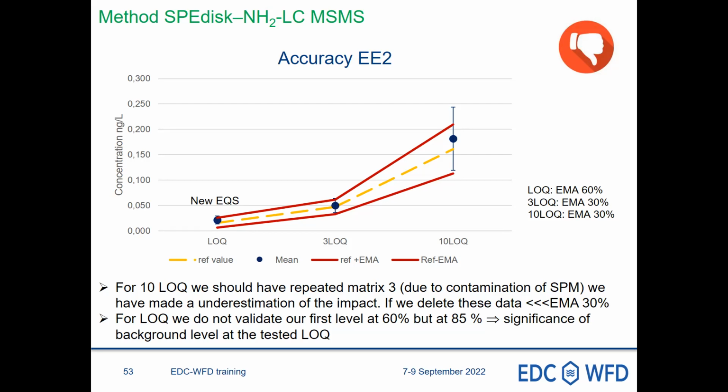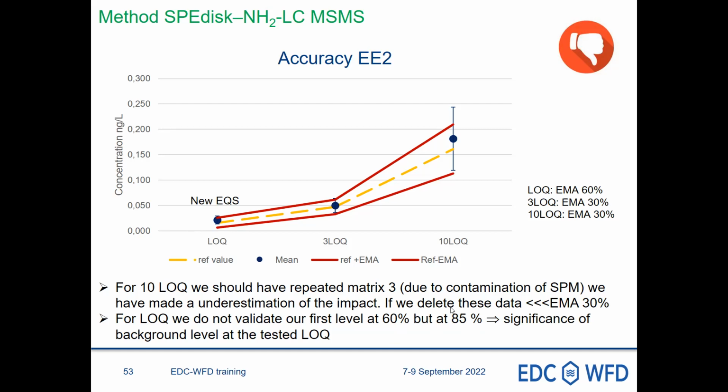And since we have made new measurements, we can tell you that at 10 LOQ, our method is definitely performing, respecting an EMA of 30%. So here, this is the level of the new EQS. So our method is capable to quantify new EQS, but not at 60%, but with an EMA of 80%.